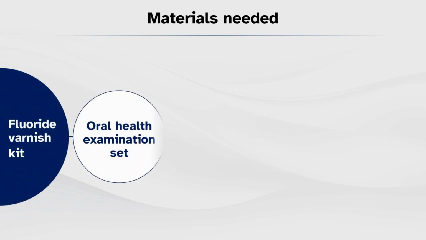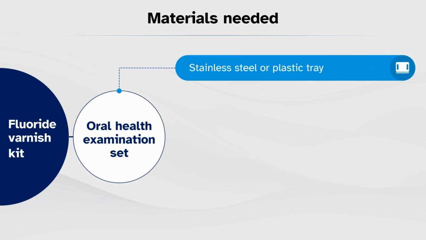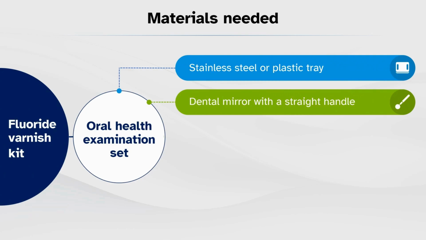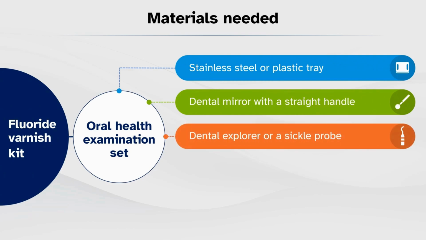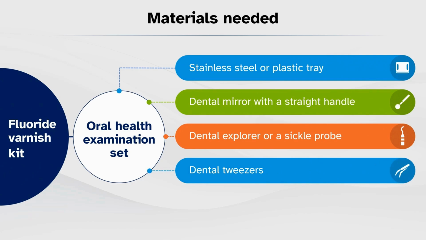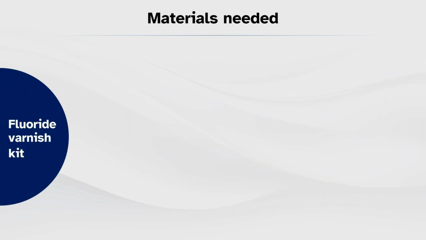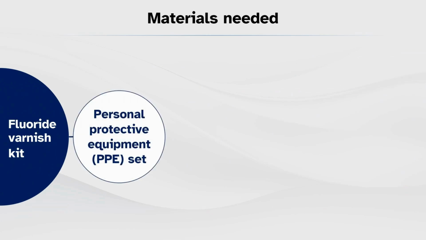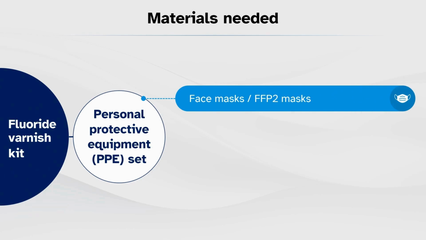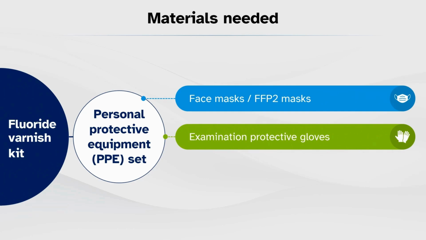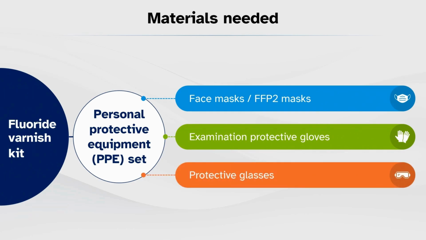An oral health examination set. This includes stainless steel or plastic tray, dental mirror with a straight handle, dental explorer or a sickle probe, dental tweezers, and an overhead orientable light. A personal protective equipment PPE set. This includes face masks or FFP2 masks, examination protective gloves, and protective glasses.